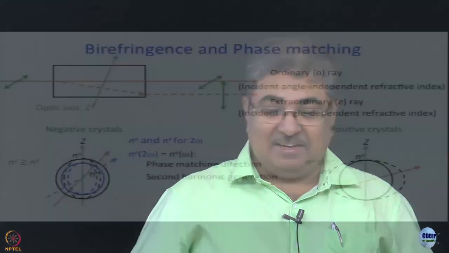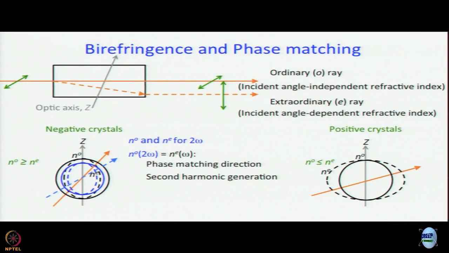Now, remember we had said something else. We had said that the polarization of the second harmonic light is perpendicular to that of the incident light. Do you see why? Phase matching condition has been achieved between what and what? Omega and 2 omega, I understand, but the extraordinary ray of omega and the ordinary ray of 2 omega. And as we have said already, O ray and E ray have perpendicular polarizations. This is why the second harmonic light has perpendicular polarization with respect to the fundamental.